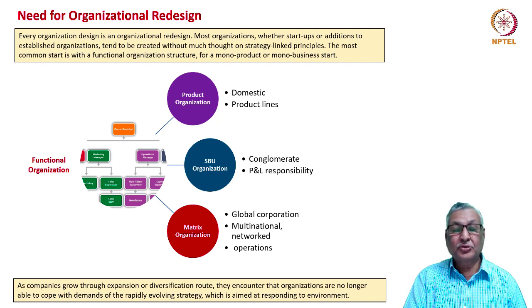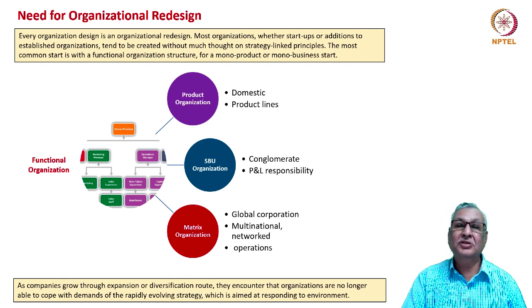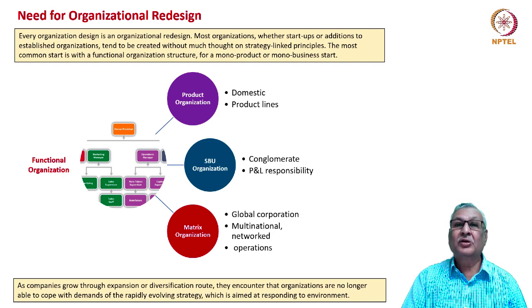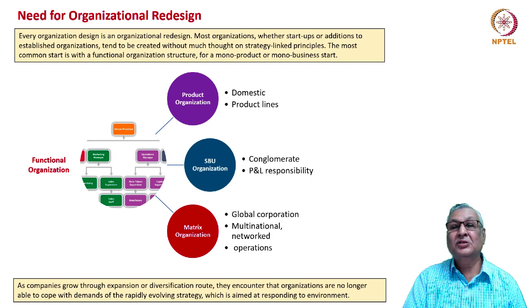As companies grow through the expansion or diversification route, they encounter that organizations are no longer equipped to meet the demands of a rapidly evolving strategy. Because the environment is rapidly changing and strategy is rapidly evolving, but if the structure remains as it was, then there would be a dichotomy between structural reality and strategic aspiration.